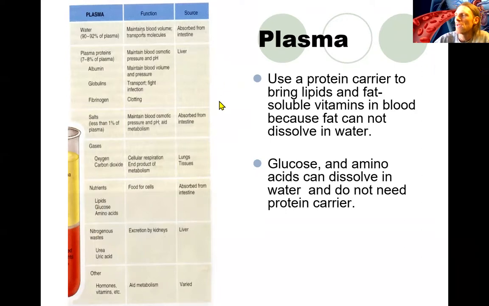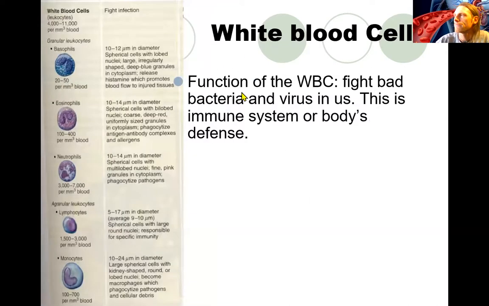So plasma is something really important because it's a very complex liquid with a lot of substances in it. You don't have to know all the details of the plasma. I will not ask you that. You just have to know more or less what it contains, okay? White blood cells, you also don't have to know all of them because we have a lot. We have seen that already in the immune system.